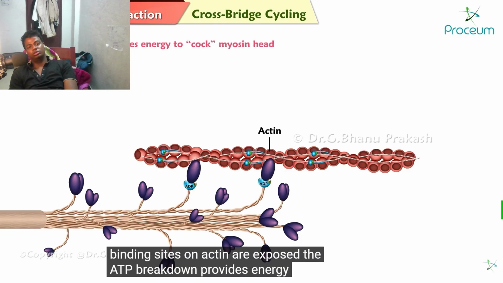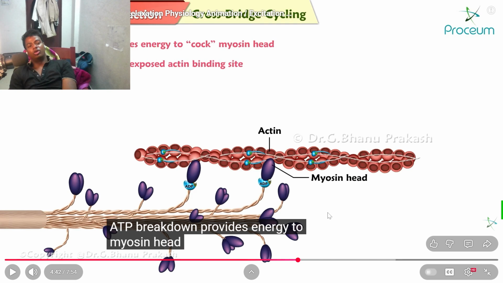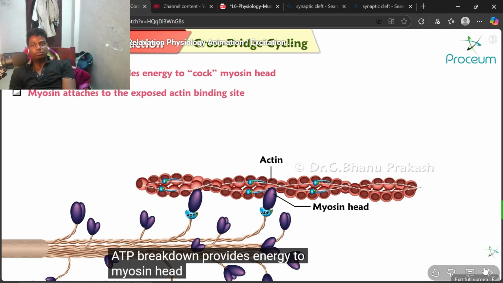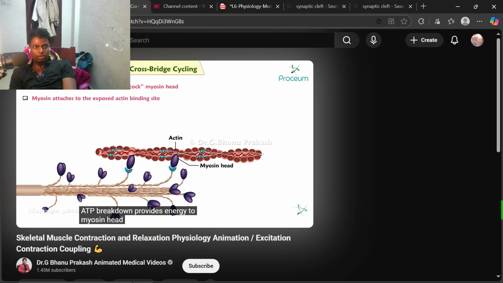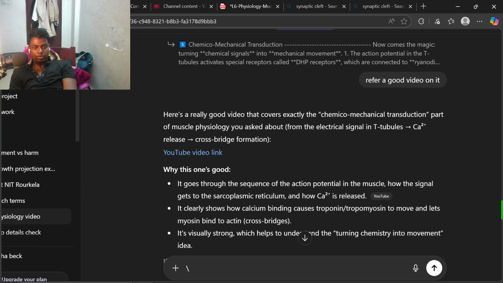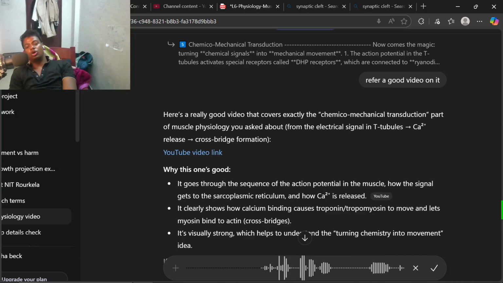The ATP breakdown provides energy to cock the myosin head. What do you mean by cock the myosin head? ATP breakdown provides energy to cock the myosin head. What do you mean by that? I don't get it.